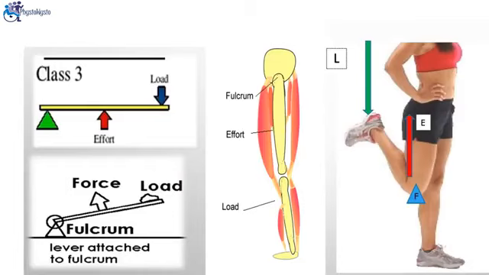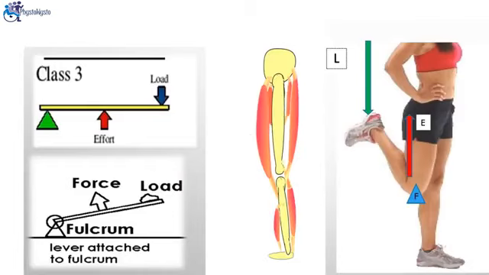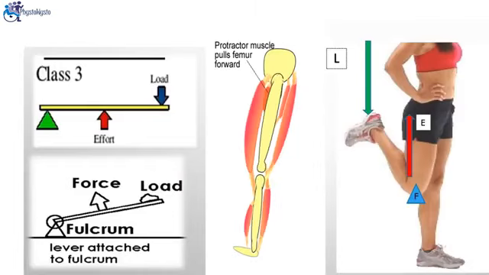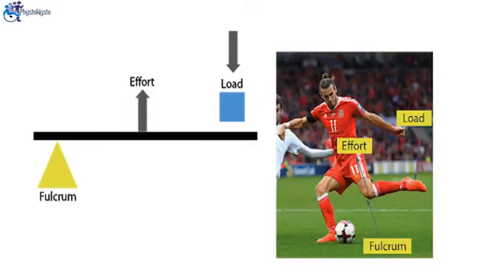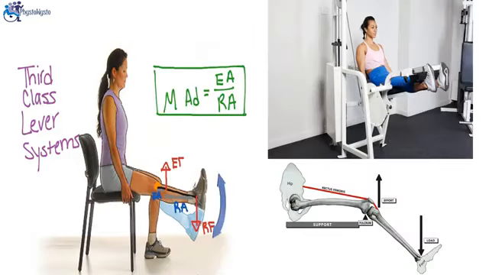So here is another example of a third-class lever you can observe in this picture. While playing football, the knee joint acts as the fulcrum, the thigh applies effort, and the foot acts as load along with the ball. A third-class lever system example could also be observed by performing the card drill.